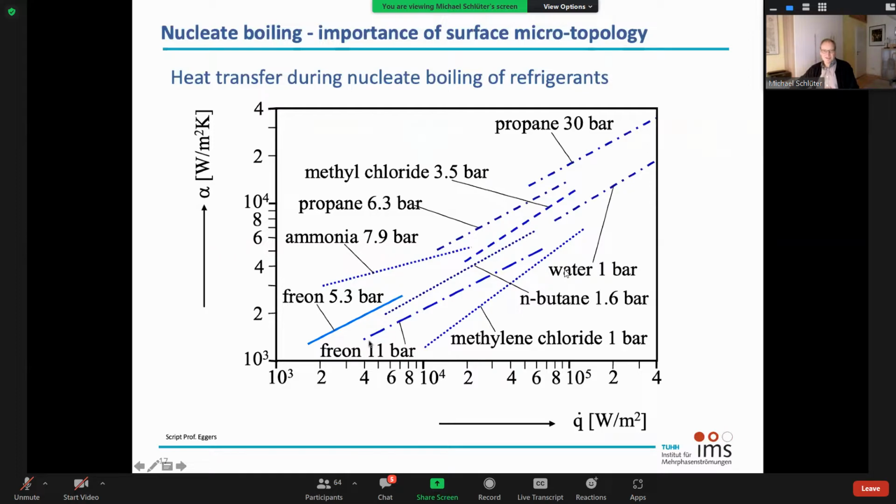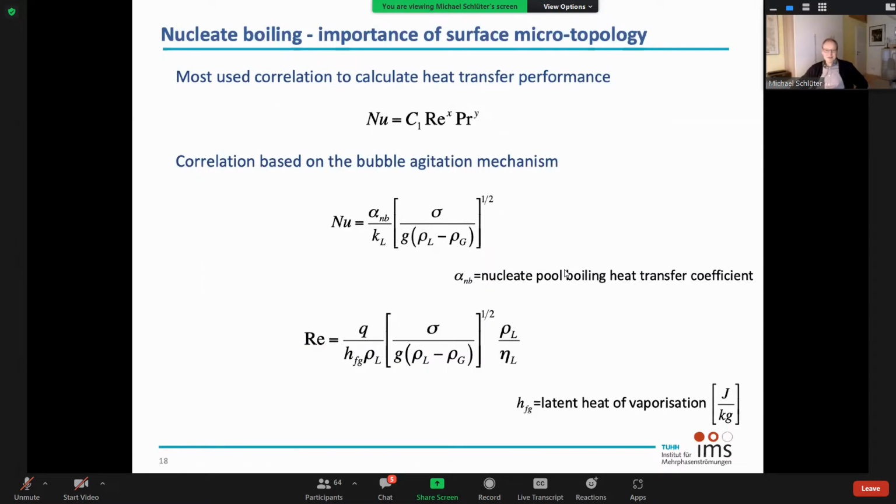And for that, a lot of research has been done, because in refrigerators and air conditioning systems, you can imagine evaporation and condensation play a very, very important role, so that you need to be able to calculate the heat transfer performances. So of course, we would like to calculate the heat transfer performance. And how can we do that? How can we calculate the heat transfer performance for condensation and evaporation?